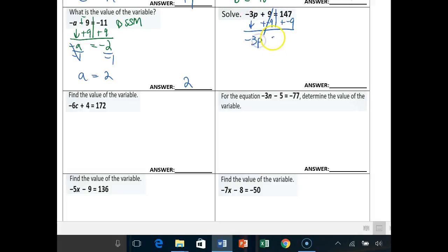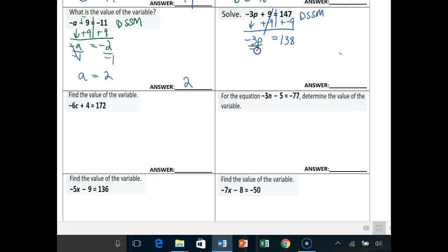So we have -3p here. Sorry, I skipped a couple. Is equal to 138. And you're allowed to use a calculator on Buzz Math, so you may go ahead and have that handy for you. Sorry, in this case here, 138 divided by -3 gives you -46.